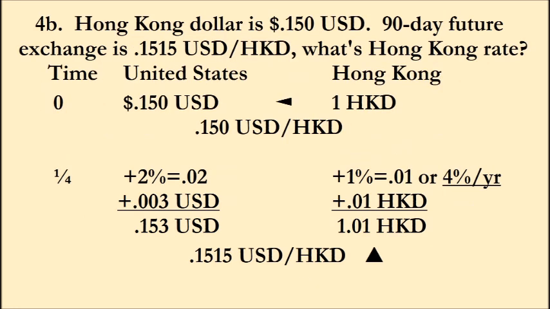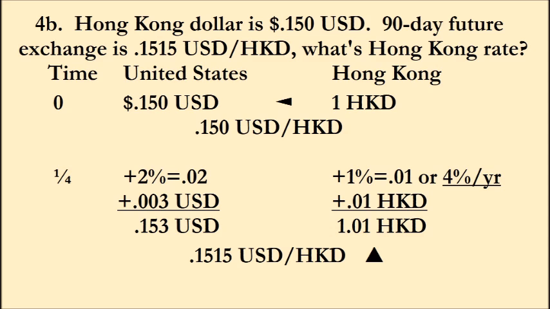But that was too easy. Same example, but this time we're going to have the future exchange rate be 1515. Again, gain of 2% in the US. And we divide, notice you wouldn't get dollars squared, the 1515 into 153, and we get a gain of 1% in Hong Kong. That's 4% per year, because remember, it was for 90 days.